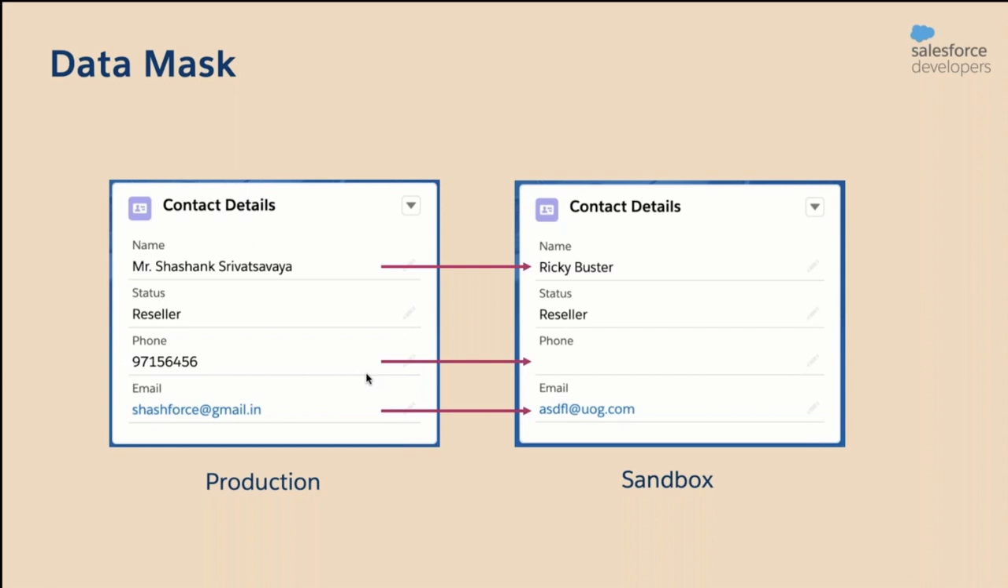For phone number, I have chosen to remove it, so I've removed it. For email address, again, I pseudonymized it, which means it still retains the format of an email address, even though it is invalid. So that is the power of Salesforce Data Mask. You can configure this to be run whenever you create a sandbox, or you can run it on an existing sandbox as well.